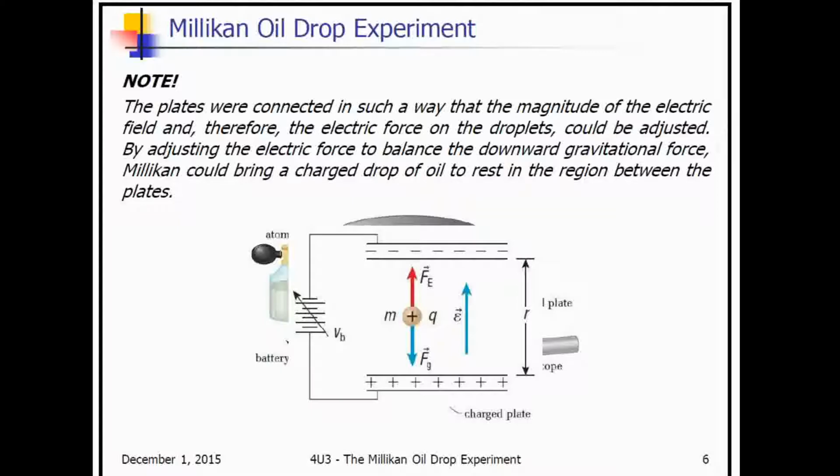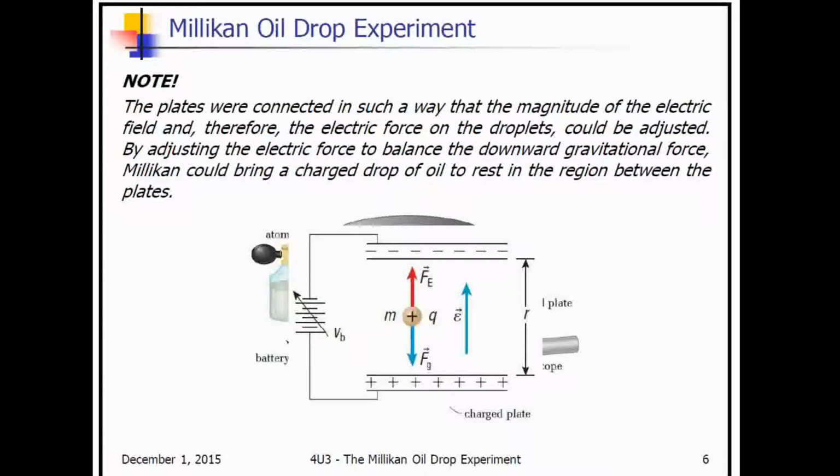So here's again, this is showing it a bit more in depth. The plates were connected in such a way that the magnitude of the electric field, and therefore the electric force on the droplets, could be adjusted. By adjusting the electric force to balance the downward gravitational force, Millikan could bring a charged drop of oil to rest in the region between the plates.